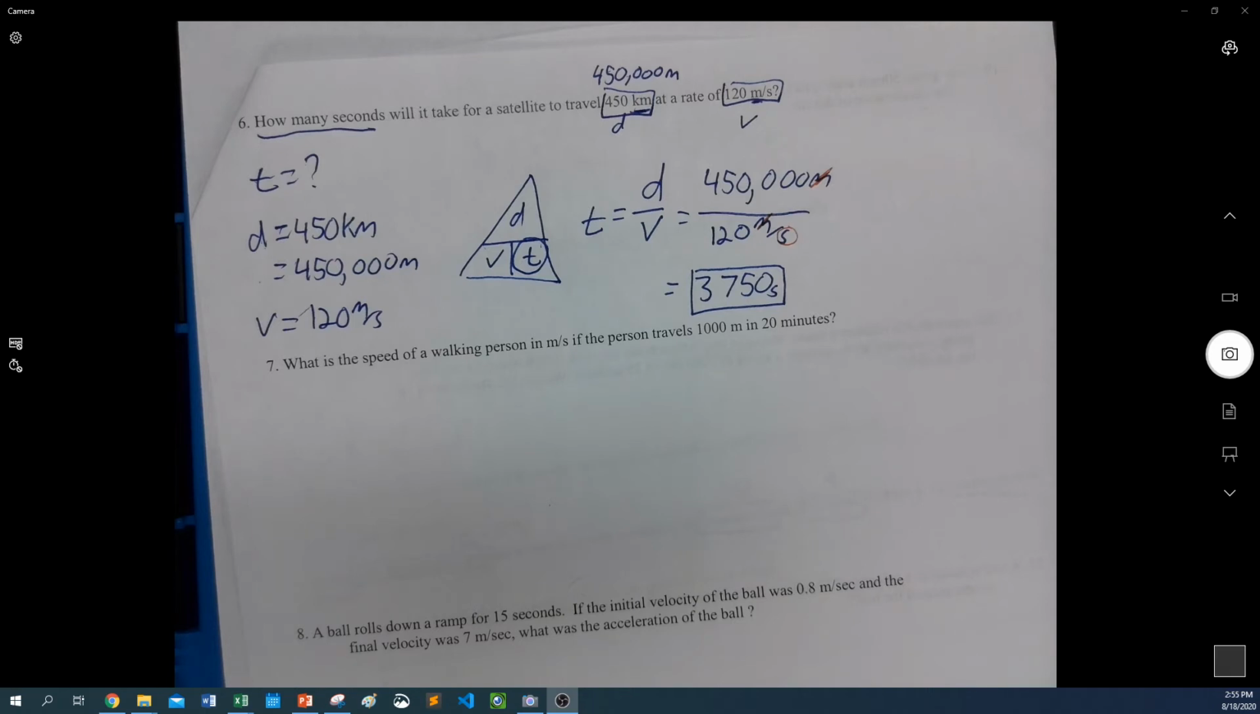So you want your speed in meters per second. That means your distance needs to be in meters, and your time needs to be in seconds.